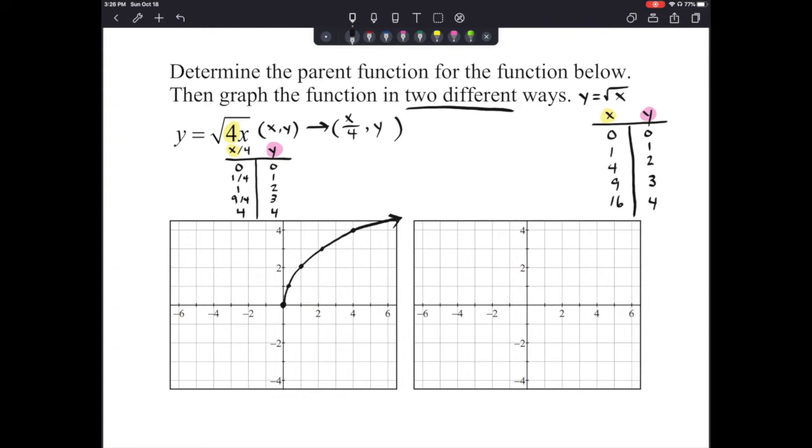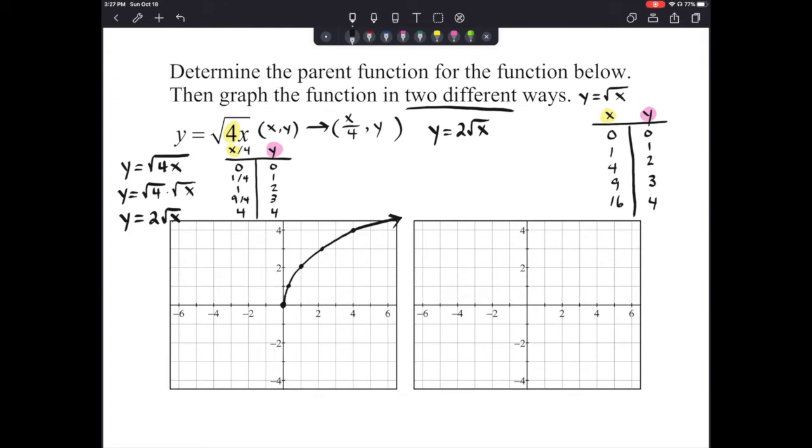Now, how do we create another function from this? Well, let's take our y is equal to the square root of 4x, and let's simplify it. This is the same thing as the square root of 4 times the square root of x, we know that we can separate square roots. And I can take the square root of 4 to get 2. We could say y is equal to 2 times the square root of x. And let's look at that one.